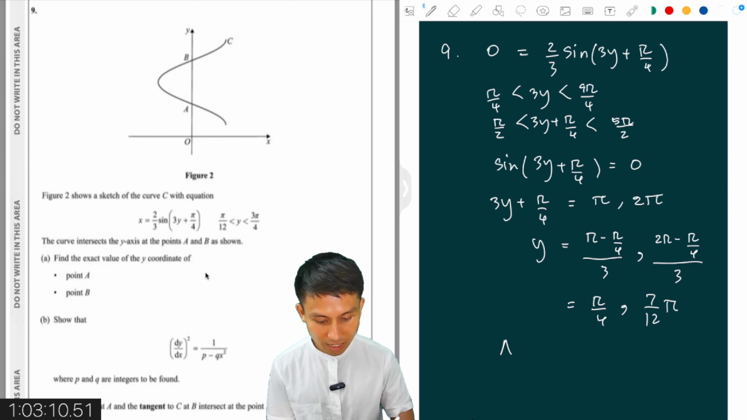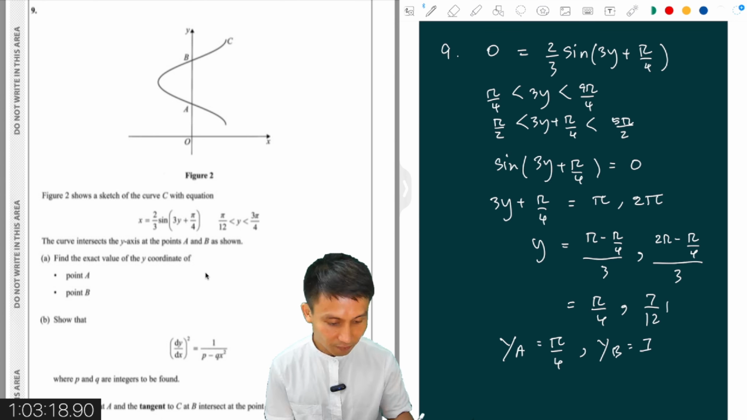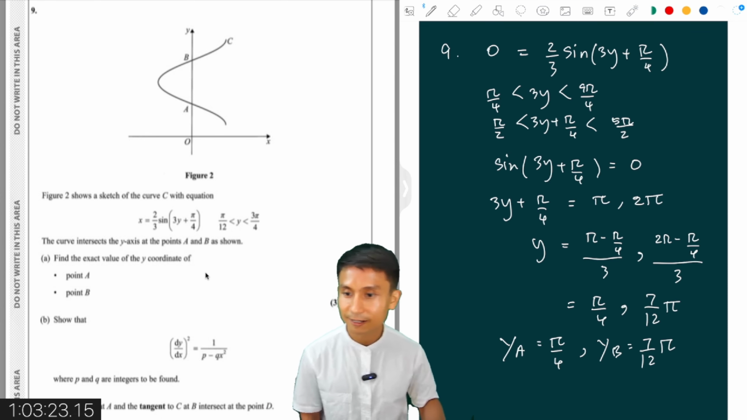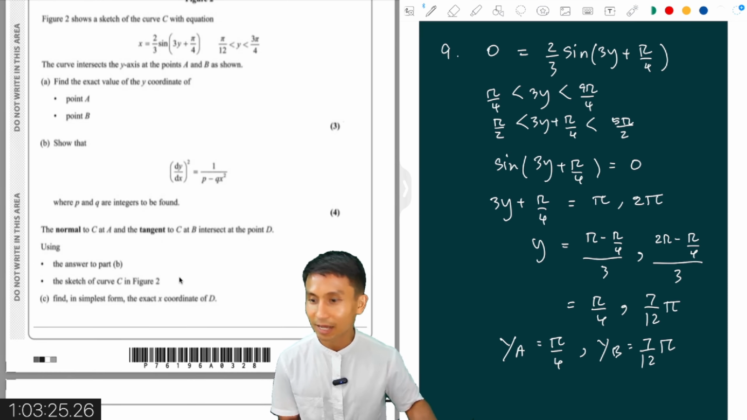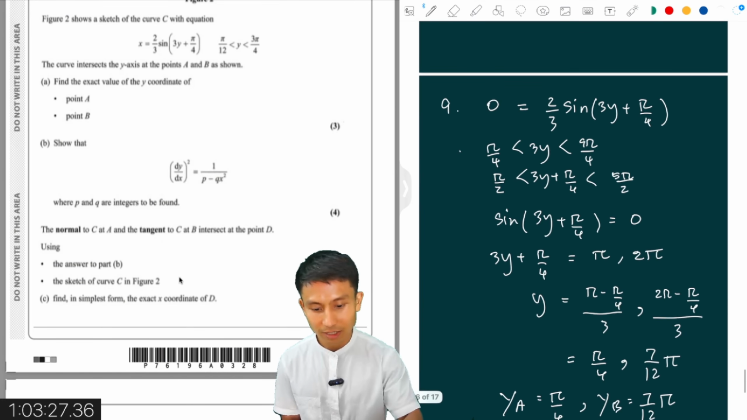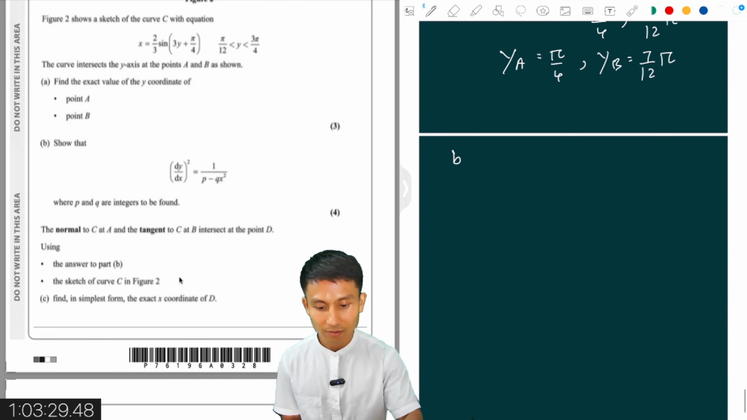So A. I'm just answering here y, because A is below. So we go for pi over 4. And y for B is 7 over 12 pi as well. I almost forgot the pi there. That's it for part A. Part B.